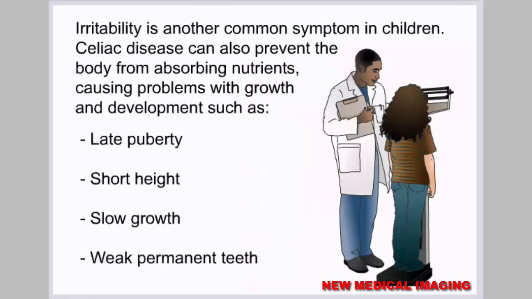Irritability is another common symptom in children. Celiac disease can also prevent the body from absorbing nutrients, causing problems with growth and development, such as late puberty, short height, slow growth, weak permanent teeth.